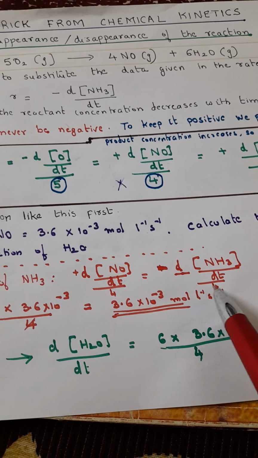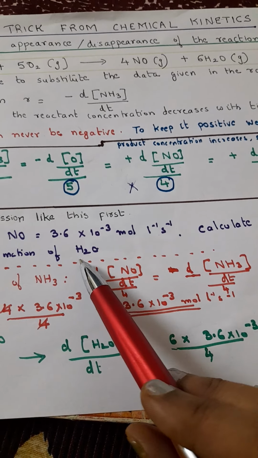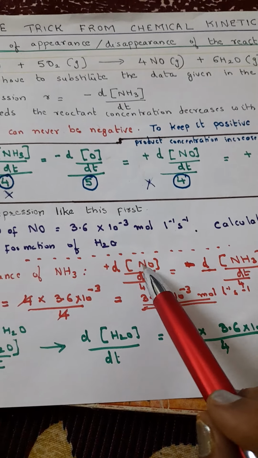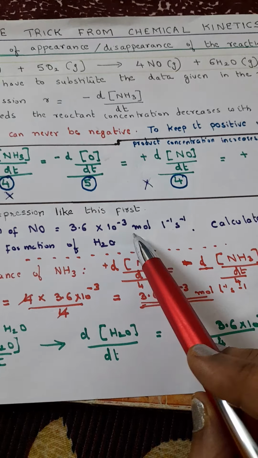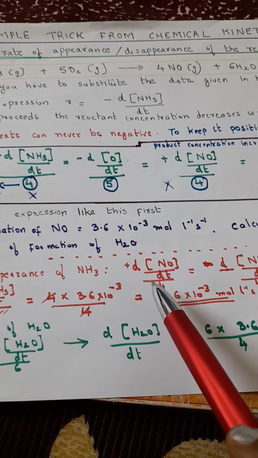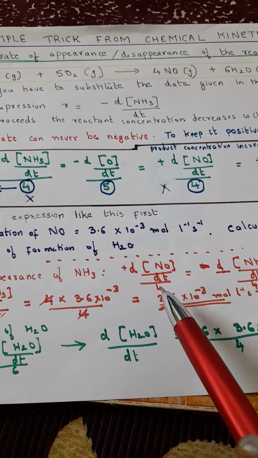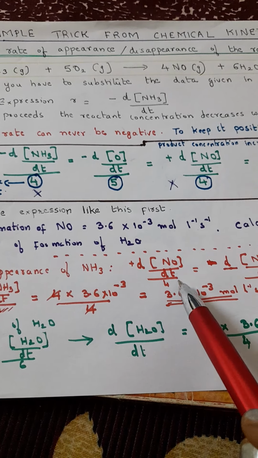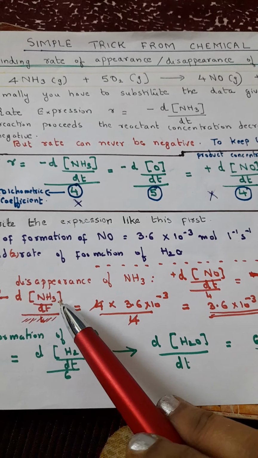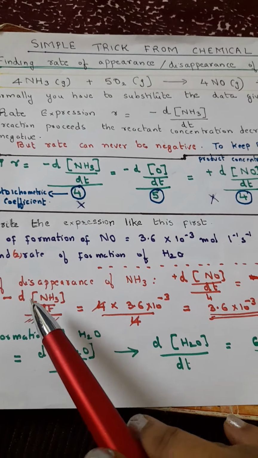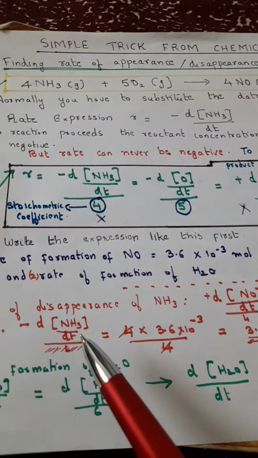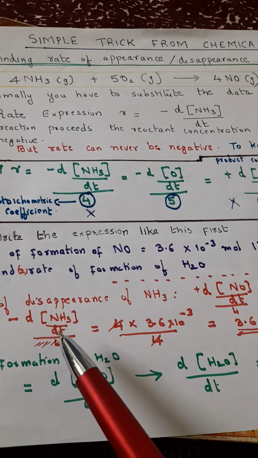Okay, now what you have to do is, see, we have to find out this part. So there is a 4 here, you bring this 4 up to this side. Okay, so 4 into this, what is the value of this? 3.6 into 10 raised to minus 3. So 4 into 3.6 into 10 raised to minus 3, okay, divided by 4. This 4 you have to write it here. That is equal to minus d of n, that is rate of disappearance. Because it is disappearance or decrease, we are putting the negative sign here. So d of NH3 divided by dt.